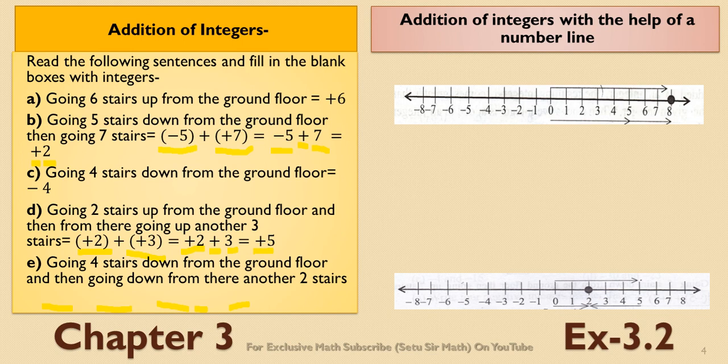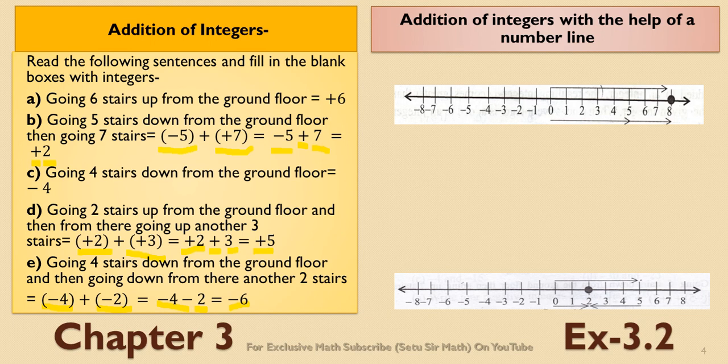Going 4 stairs down from the ground floor, and then going down another 2 stairs. That means minus 4 and minus 2. If we make the sum of them, minus 4 plus minus 2, we know the multiplication rule, minus and minus would be plus. So we add 4 and 2, that is 6. And the sign will be the bigger number's sign. Here the bigger number is 4 and its sign is minus. So the result will be minus 6. You can see the highlighted part also.